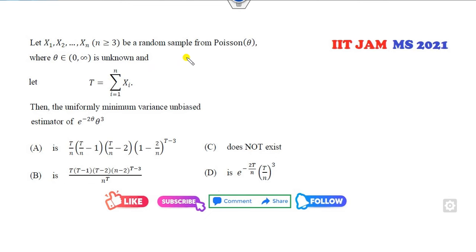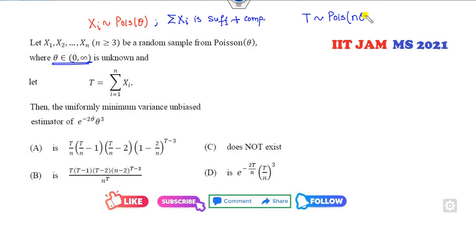Okay, look at this another one. Xi's follow a Poisson distribution, then the sum of them. So we all know that for the Poisson distribution, this is my sufficient estimator. Moreover, this is also written in the open interval, so this is sufficient as well as complete. So that means capital T will follow again the Poisson distribution with the parameter n theta. Then your target is to find the uniform minimum variance estimator of this.